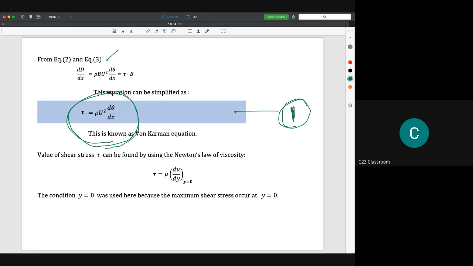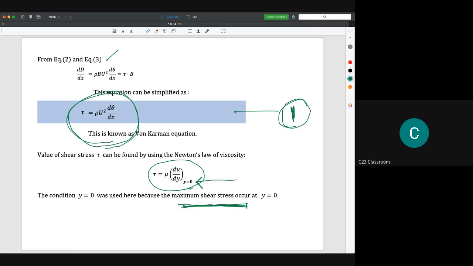Next, Newton also proposed a viscosity law. Newton says that the viscosity, or the shear stress, can be written as mu du/dy. And here, please bear in mind that you need to put a condition, which is y equal to 0. Why do we need to put y equal to 0? Because the maximum shear stress actually occurs at y equal to 0.